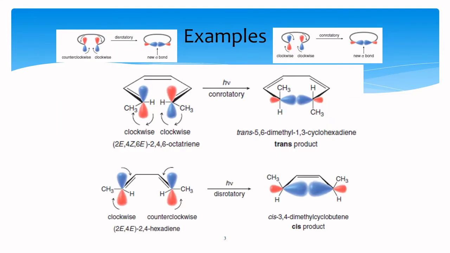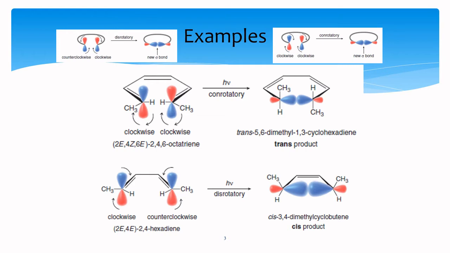Okay, so in this case, we can see that if it is disrotatory, the like phases are on the same side, but then the rotation, one will be counterclockwise, one will be clockwise. For conrotatory, the like phases are going to be opposite, and the rotation is both of the p orbitals will go either clockwise or counterclockwise.